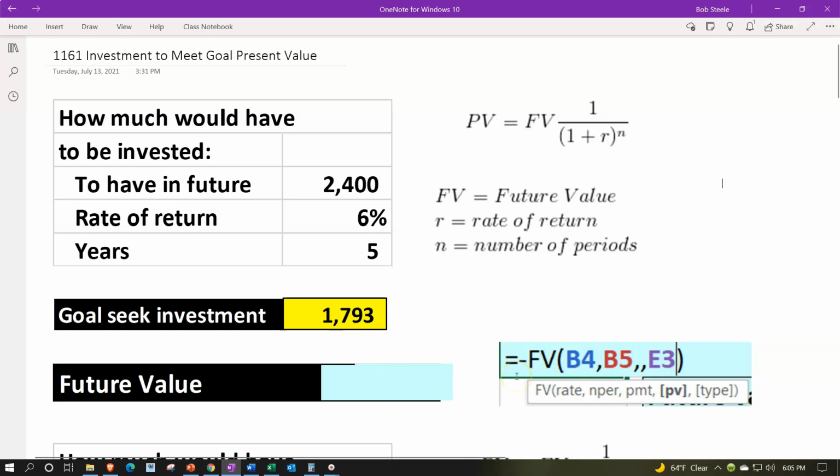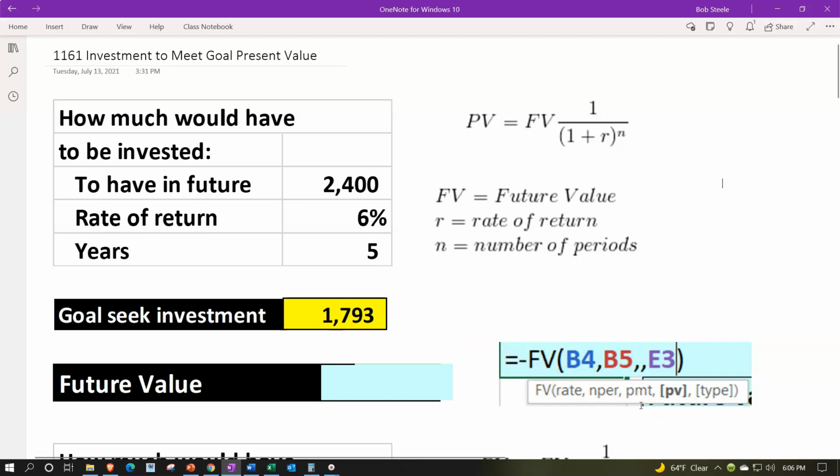So I'm going to say, okay, let's type in equals negative to flip the sign, future value. The rate is going to be the 6%, so I know that. That's going to be there, comma. The number of periods, that's going to be 5. That makes sense. And then comma. And then we've got the payment.